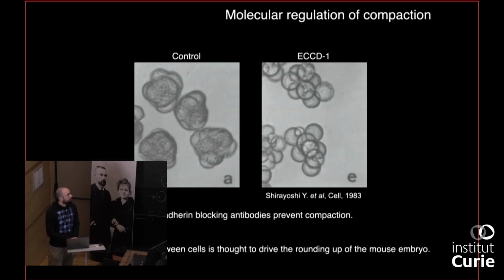Okay. So now we can go into what drives these changes in surface tensions. Initially, compaction was described as an adhesion process. The adhesion molecule, E-cadherin, is what mediates compaction. E-cadherin was actually discovered by studying compaction. Here is an embryo which is cultured with an antibody which blocks E-cadherin. That's the very experiment where E-cadherin was discovered.